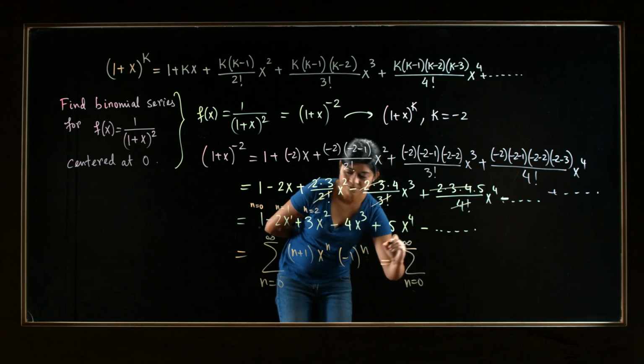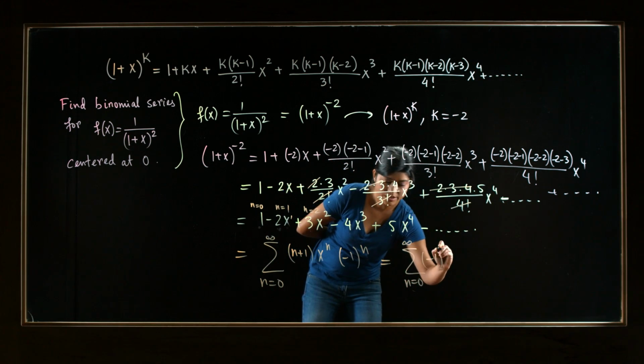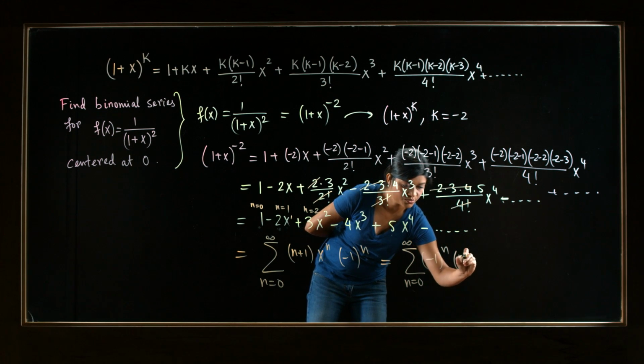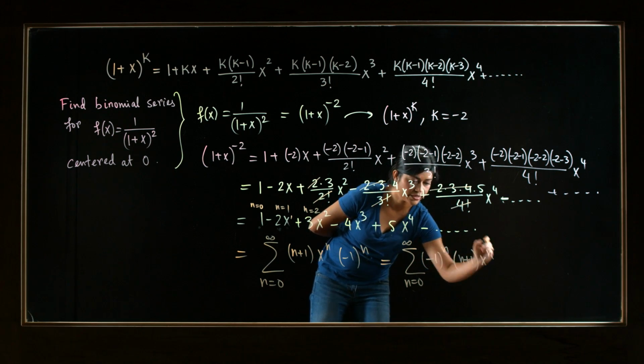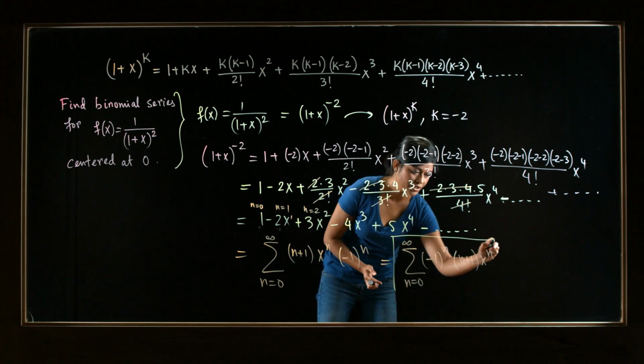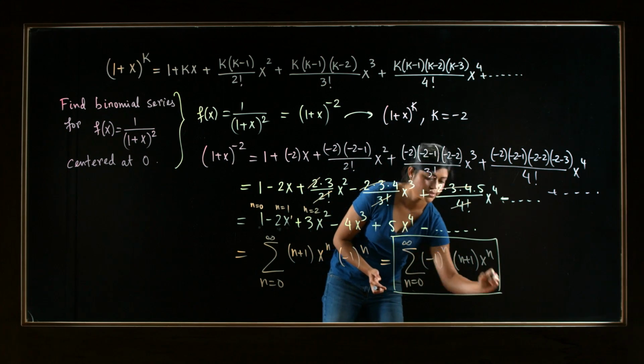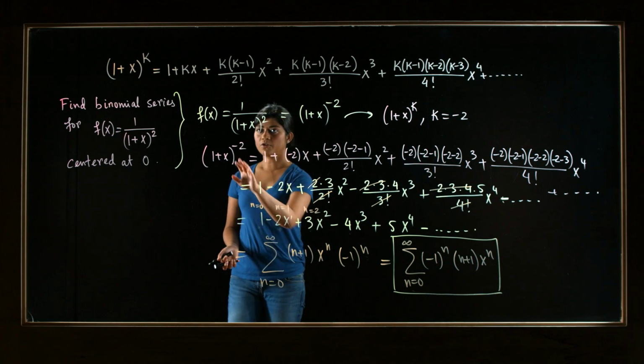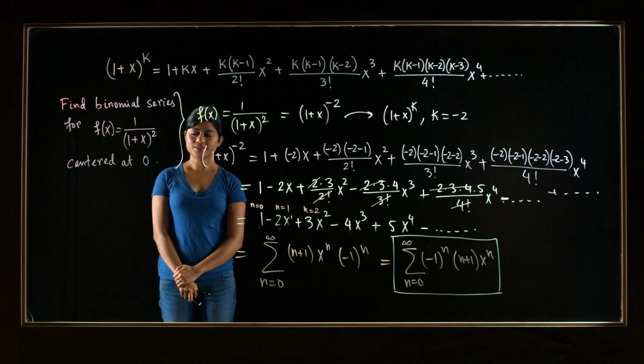So let's write it down one more time: the sum from n equals 0 to infinity of negative 1 to the n times (n plus 1) times x to the n. So in the sigma notation, if you want to write this series, this will be the expression for the function 1 over (1 plus x) whole squared.